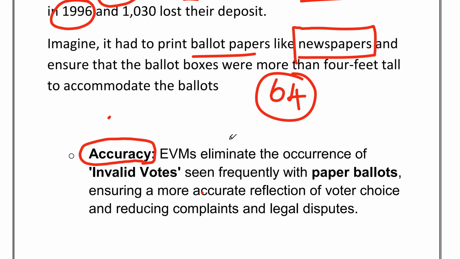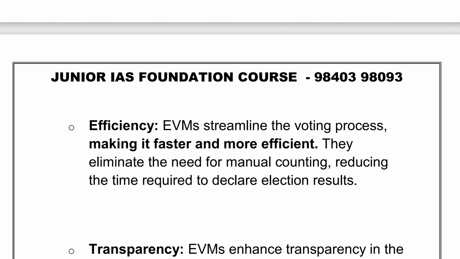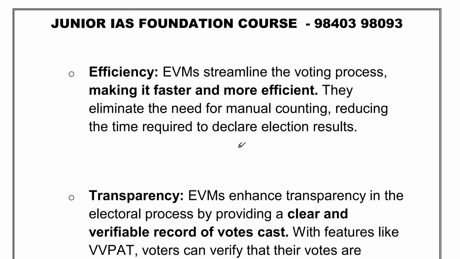Next is what? Environment friendly. Why environment friendly? If you use paper ballots, it is costly, and you are supposed to use papers, so many trees are affected. Efficiency: there is no manual counting, so the time to declare election results is reduced, and results come faster. So efficiency matters.